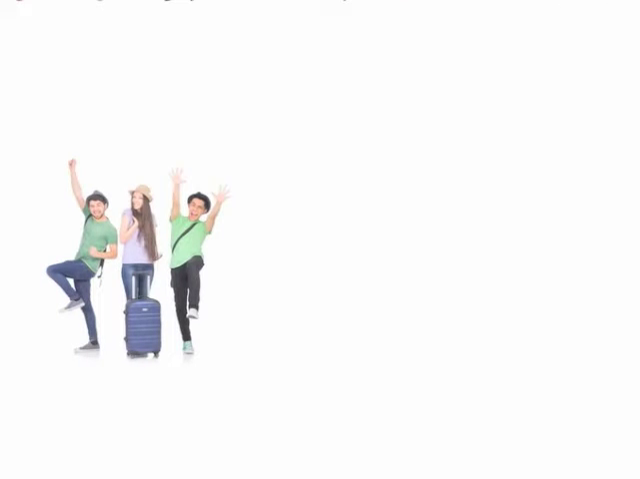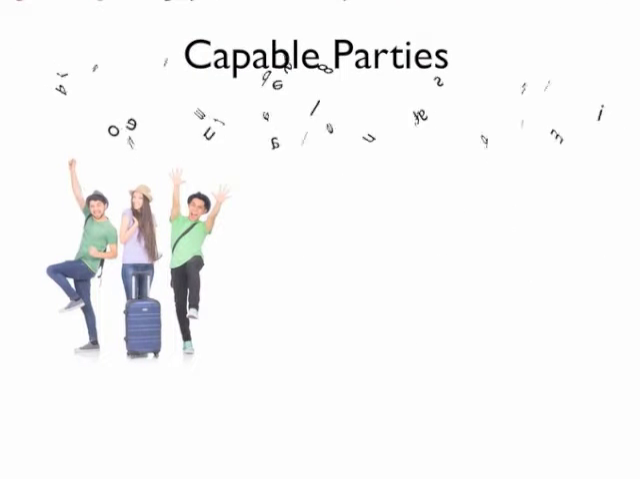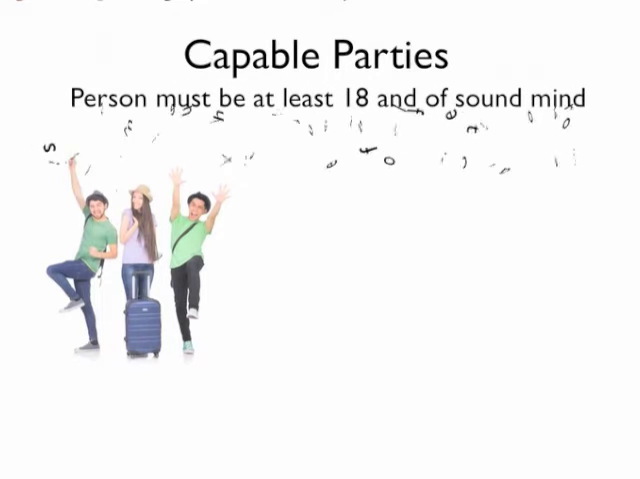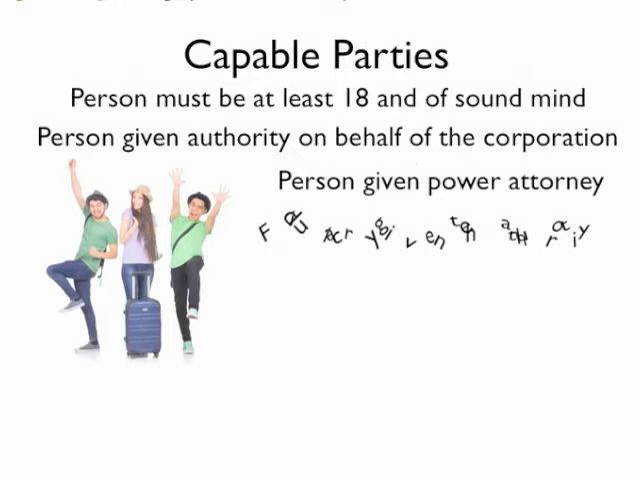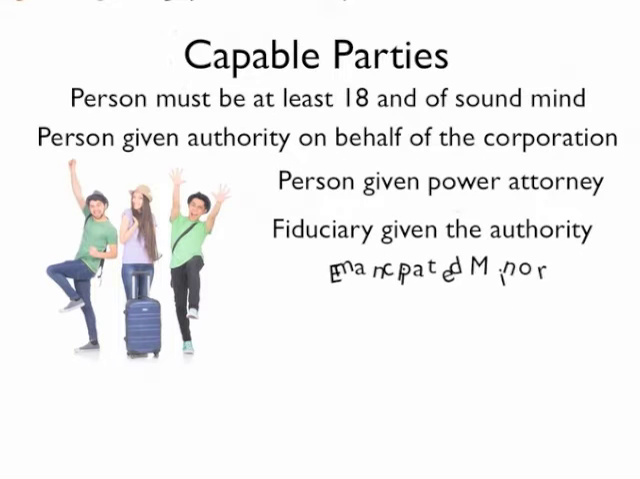To be a capable party, the person must have the legal capacity to contract. Typically, this means the person is at least 18 years old and of sound mind. Other competent parties would include a person given authority to enter into contracts on behalf of a corporation, persons with a proper power of attorney, a fiduciary given the authority to contract, and an emancipated minor.